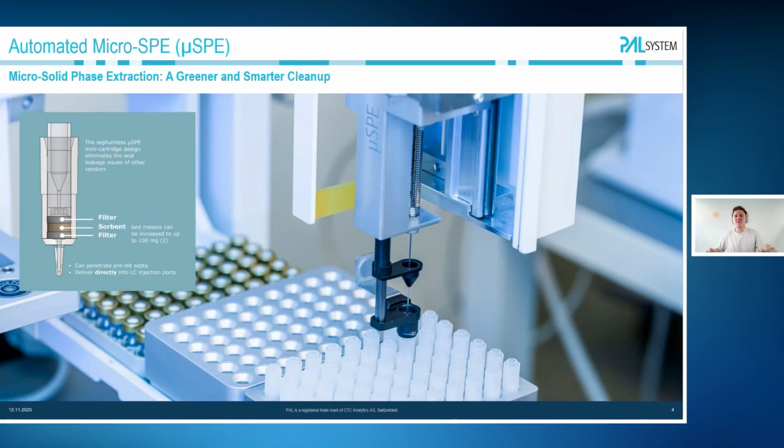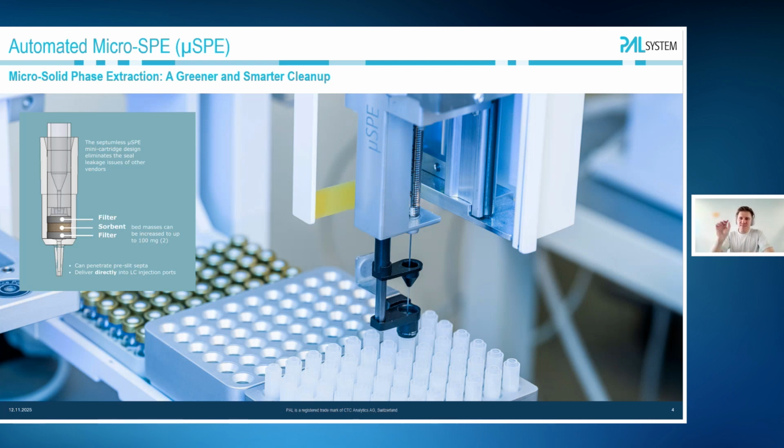This brings us to automated µSPE. This is our solution for a greener, smarter, and more reproducible cleanup. On the right, you see the PAL system's µSPE tool in action. And on the left, you see the PAL µSPE cartridge itself. You see a cross-section of that.